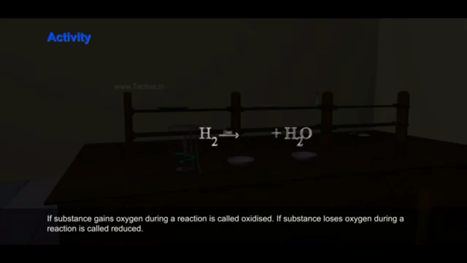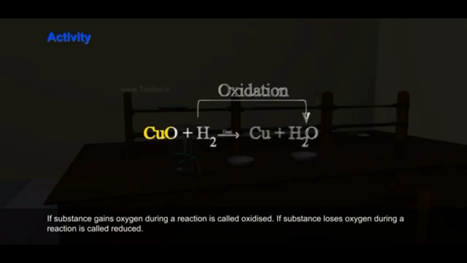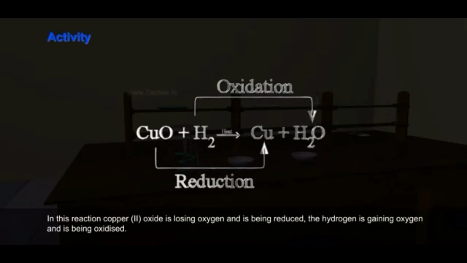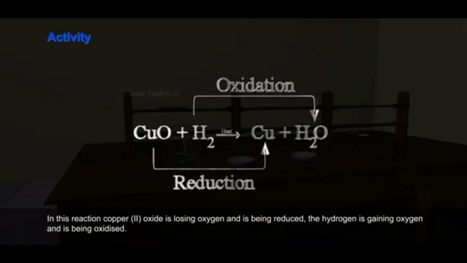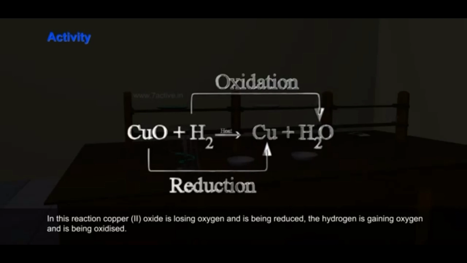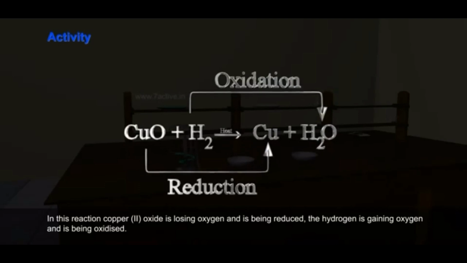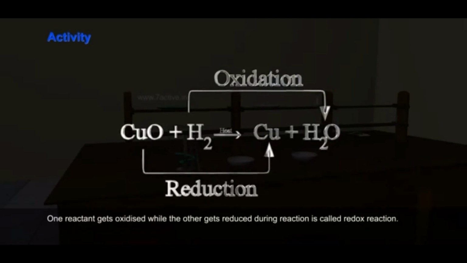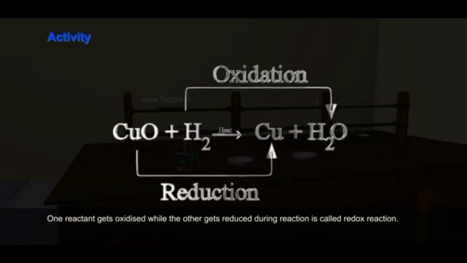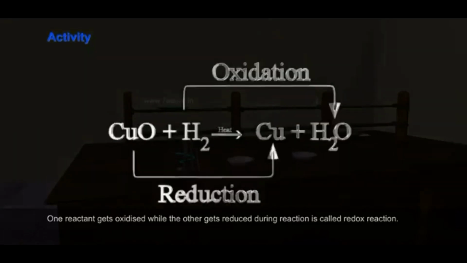If a substance gains oxygen during a reaction, it is called oxidized. If a substance loses oxygen during a reaction, it is called reduced. In this reaction, copper oxide is losing oxygen and is being reduced. The hydrogen is gaining oxygen and is being oxidized. When one reactant gets oxidized while the other gets reduced during a reaction, it is called a redox reaction.